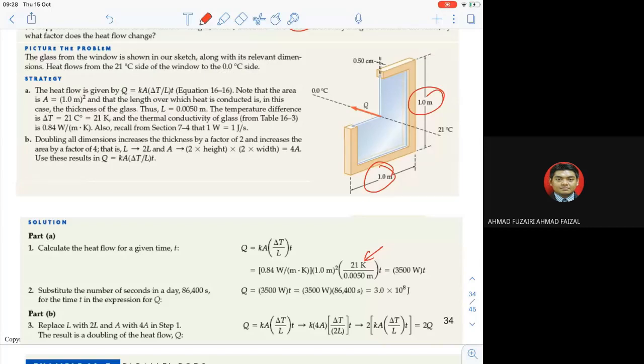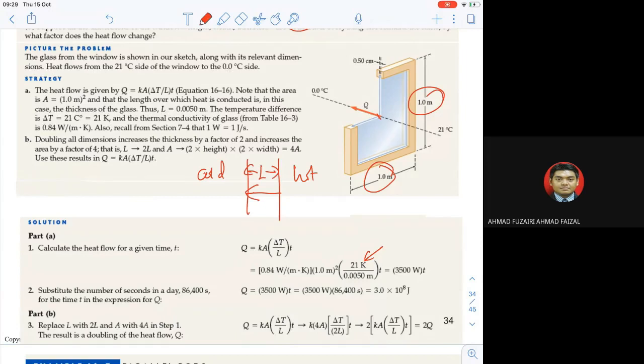From one side, because we are considering inside is 21 degrees Celsius and outside is 0 degrees Celsius, it's freezing. So the heat will be transferred, let's say this is the gap. This one is hot, this one is cold. So we are only considering this is the L.